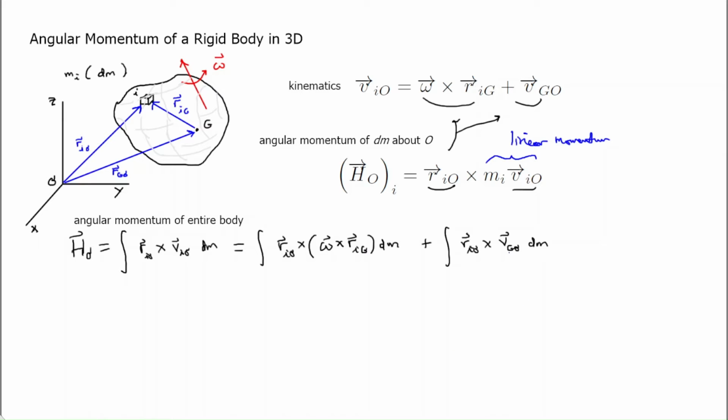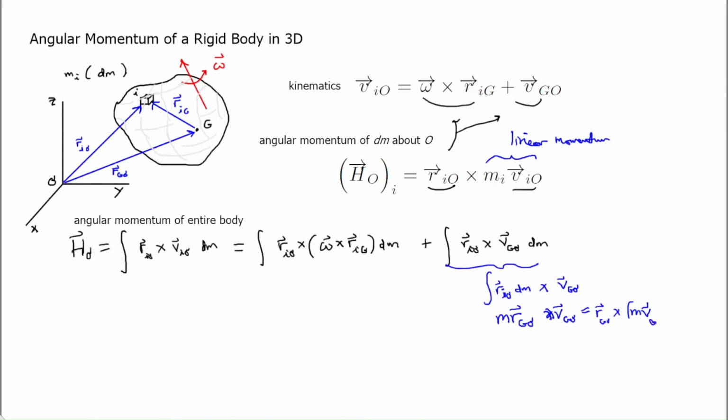Now the v sub go is a constant, and that can be brought outside of the integration. So we're integrating r sub io dm, and that integral's result will be a vector, which is going to be crossed into this vector v sub go. That's just the velocity of the center of mass, which is a constant with respect to that integration. Now this integral r sub io dm is basically just the total mass times the position of the center of mass, and then that's being crossed into v sub go. Another way of writing this is r sub go cross m v sub go.